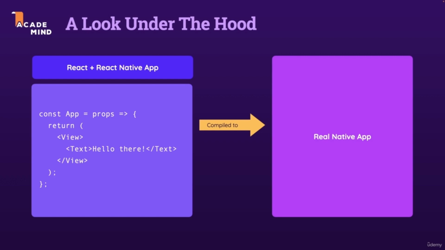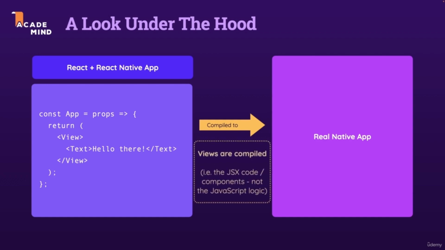Now, if you take a closer look at the code snippet on the left here, you will see two components, two JSX elements in there, which you don't know from web development: the view and the text element. These are some of these special components that are exposed by React Native, which will be compiled by React Native. It is worth noting, though, that it's really just the views, just this JSX code that is compiled, not the JavaScript logic itself.